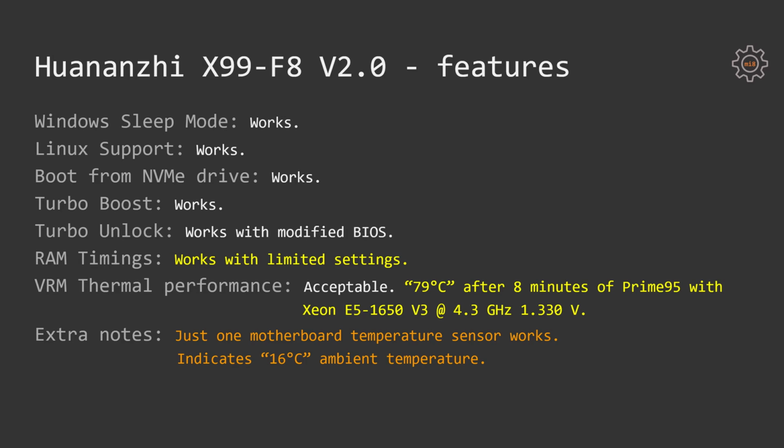Thus, I can conclude that the best overclocking settings for Xeon E5-1650 V3 on Huananzhi X99-F8 would be something around 4.2 GHz with 1.25 volts. Maybe if you have a very good chip, you could achieve 4.3 GHz with 1.3 volts, or maybe with 1.27 volts, something like that. It's important to mention that my chip was able to work stable at 4.4 GHz with 1.33 volts, but the system was overheating even faster.